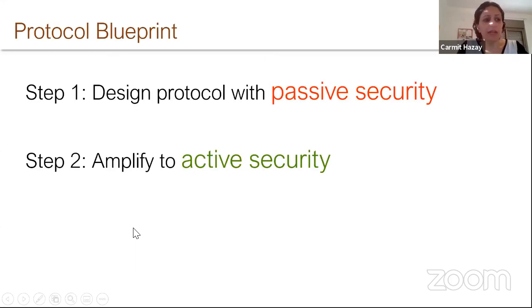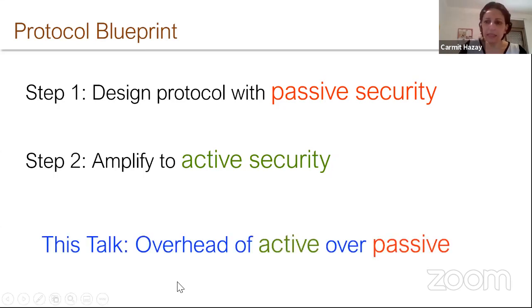Okay, so a common paradigm in secure computation is designing a protocol that first achieves passive security and then amplifies its security to the active setting. And this talk will be about the overhead of active over passive. Specifically, we'll be interested in measuring the communication complexity of the price we need to pay compiling passive to active.